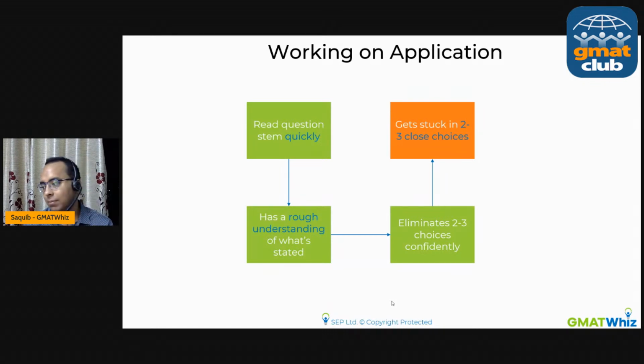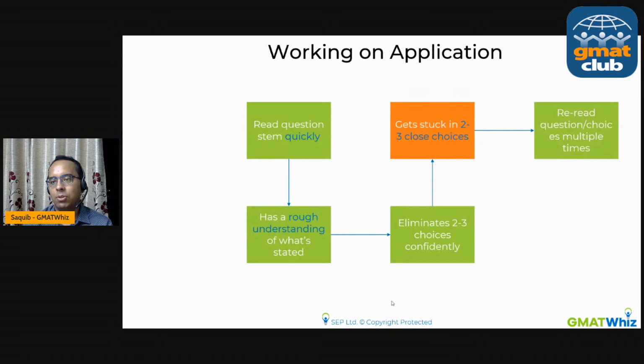Had to go back to the stem. That's like, thanks Arpit for telling me. That's a standard thing, right? You end up having to go back to the stem. There's no other option. You reread the question stem, you reread the answer choices multiple times, you realize you're wasting time, and then you end up marking something.